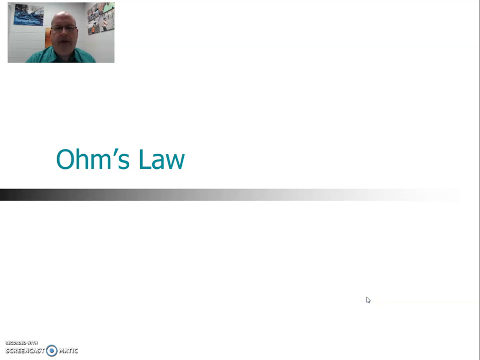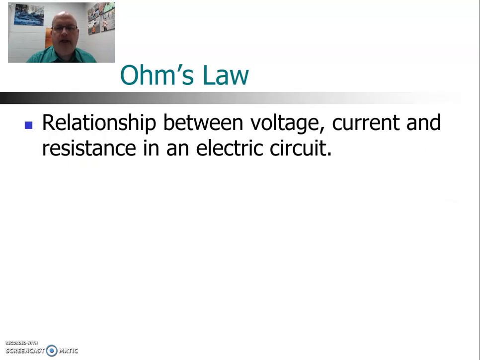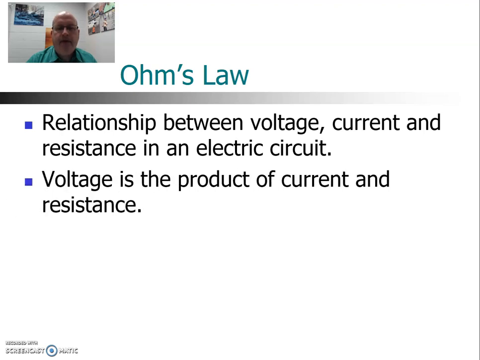Today we're going to talk about Ohm's law. So what is Ohm's law? Well, Ohm's law is simply a relationship between voltage, current, and resistance in an electric circuit. This is one of the most fundamental formulas that we'll use in electronics and electrical theory. It says that voltage is the product of current and resistance.